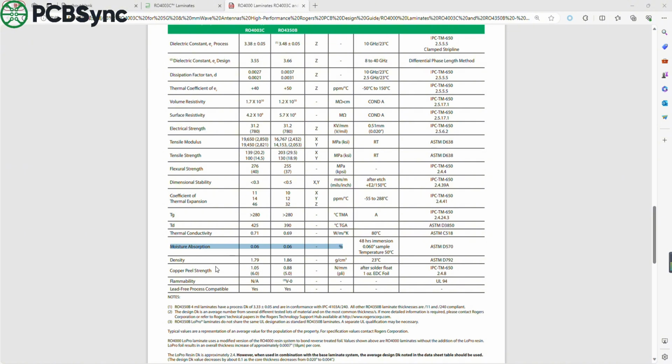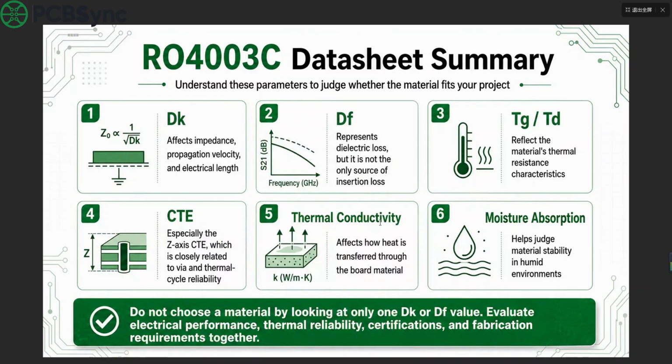As for other noteworthy sections, besides the previous items, there are a few more parameters that need to be specifically confirmed. The density of RO4003C is 1.79 grams per cubic centimeter, and the peel strength of the copper is 1.05 newtons per millimeter, which is equivalent to 6 pounds per inch. It is compatible with lead-free processing, but the standard RO4003C itself does not have the UL94 V0 flame retardant rating. If the product specification requires V0, then further evaluation of RO4350B, RO4835, or other certified materials is necessary.